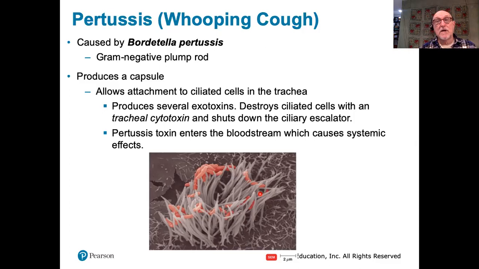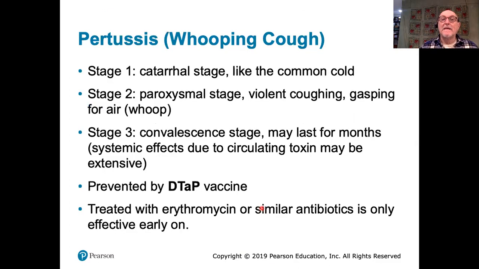And that toxin in itself is pyrogenic. It causes a higher fever, and goes into circulation and causes various systemic effects. But the impact of shutting down this mucus escalator and causing inflammation in the lungs, in the trachea and the bronchioles, is that it sets up a violent cough, which is very, very distinctive.